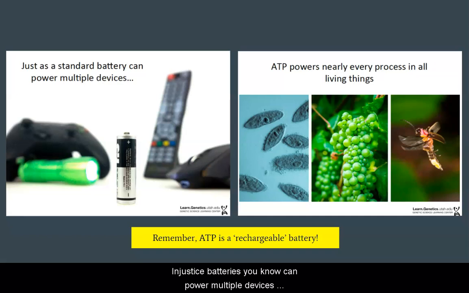And just as batteries can power multiple devices, ATP powers nearly all of the processes in living things. It's in movement, it's in growth, it's in homeostasis, everything. So it fuels all of the things your body needs.